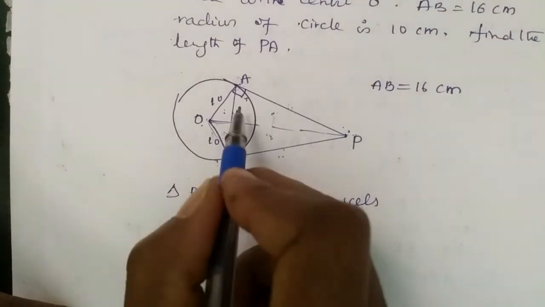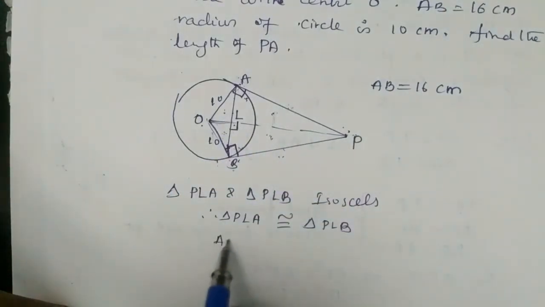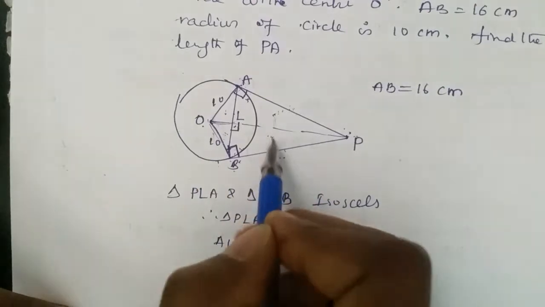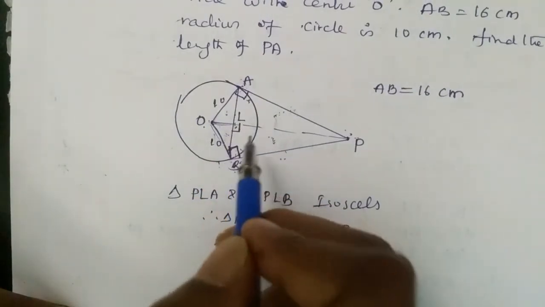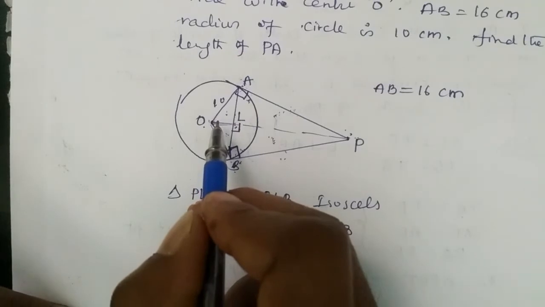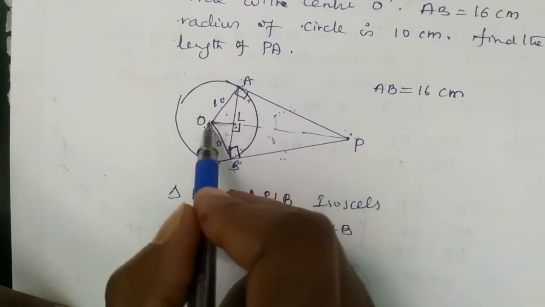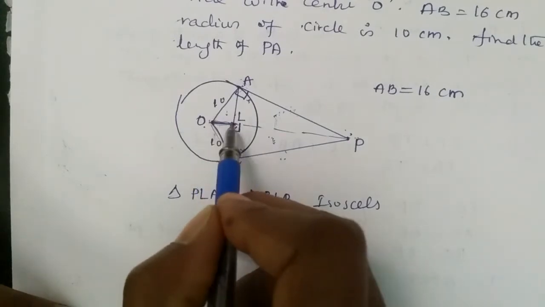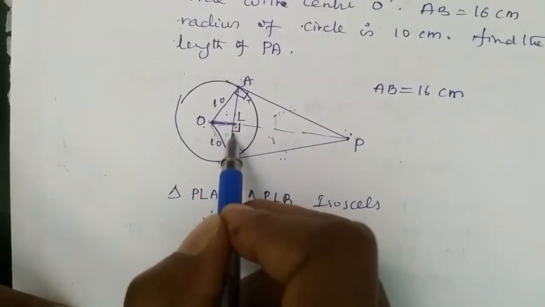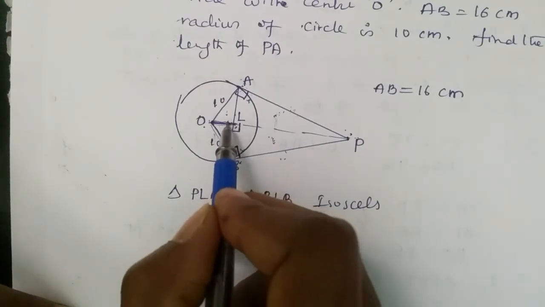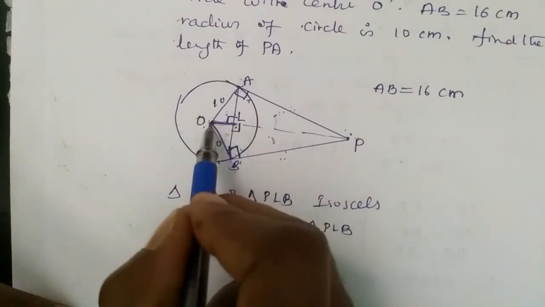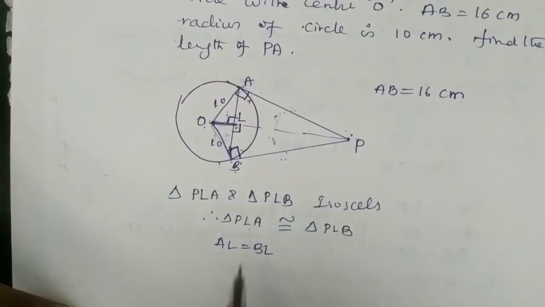When these two triangles are congruent, by CPCT, AL is equal to BL. Because these two are congruent, the AL length is equal to the BL length. We know one of the important theorems in circles that we studied in 9th standard: a line drawn perpendicular to the chord bisects the chord. So therefore, this is 90 degrees, because a perpendicular line drawn to the chord bisects it.